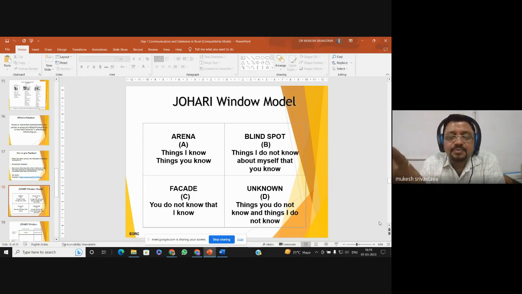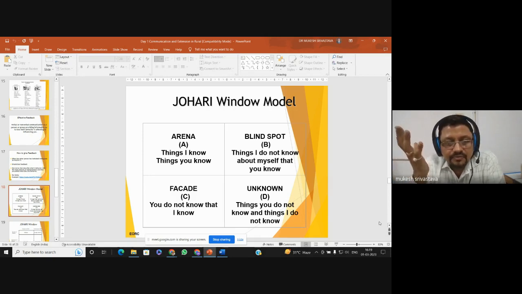Next is the blind spot. Things I do not know about myself that you know. That means it is the blind spot in my personality. The person sitting in front of me knows something that I don't know. This is the blind spot of any personality.